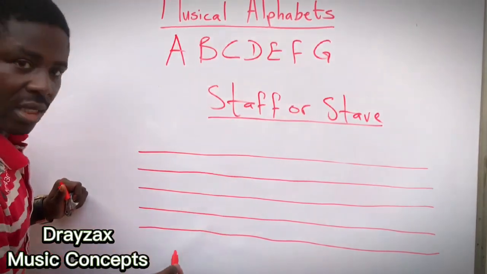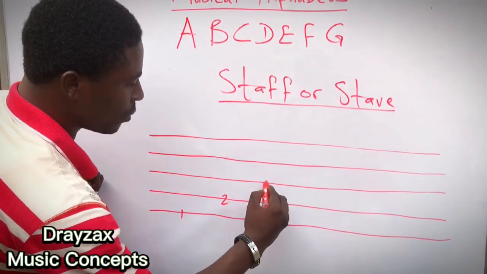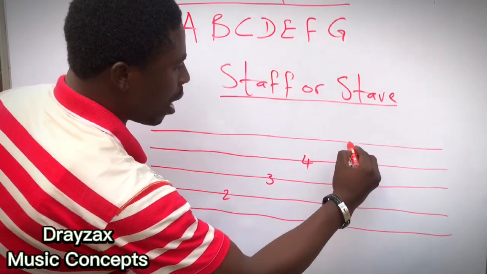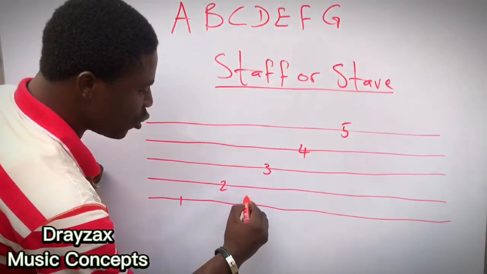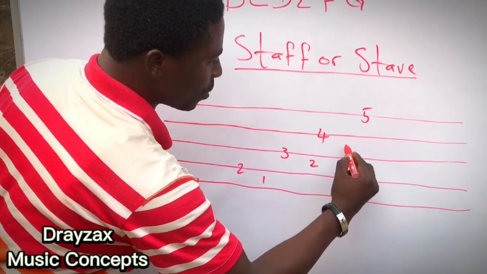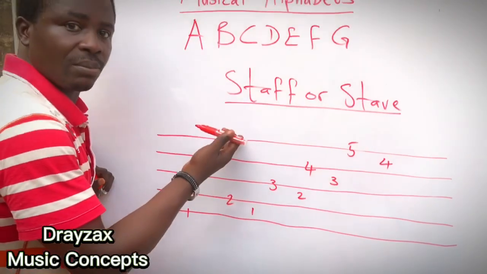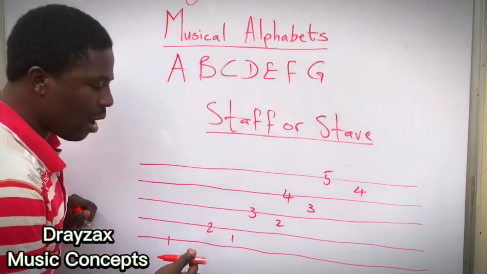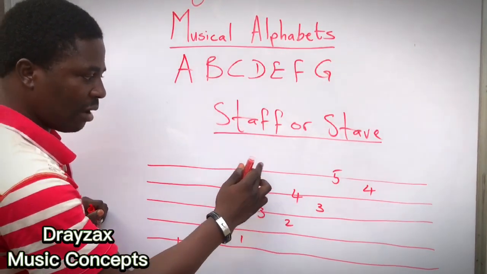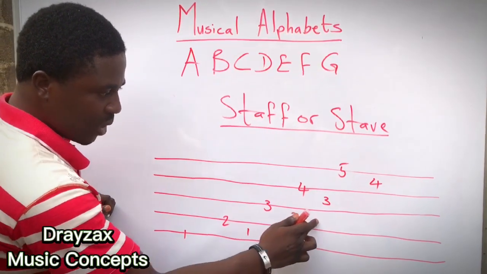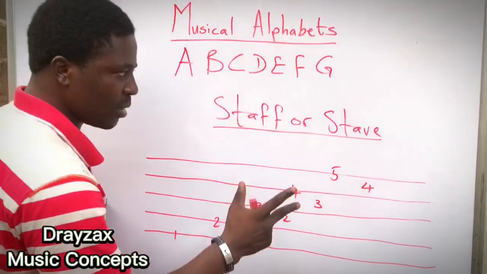So now you start counting the lines from down to the top. Line 1, line 2, line 3, line 4, and line 5. 5 lines and 4 equal spaces. Here we have space 1, space 2, space 3, and space 4. Please don't forget you count the lines of the staff from the bottom to the top. So we have line 1, line 2, line 3, line 4, line 5, and space 1, space 2, space 3, and space 4. A staff has 5 lines and 4 spaces.